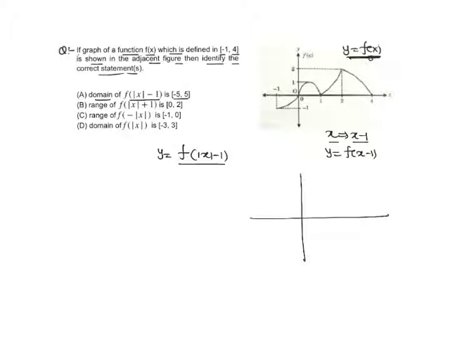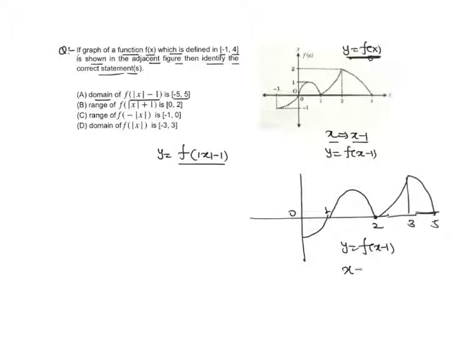This -1 will shift to 0, and 0 is shifted to 1, and this will be at 2, and this at 3, and 4 will shift to 5. So this is the graph of y equals f(x - 1).